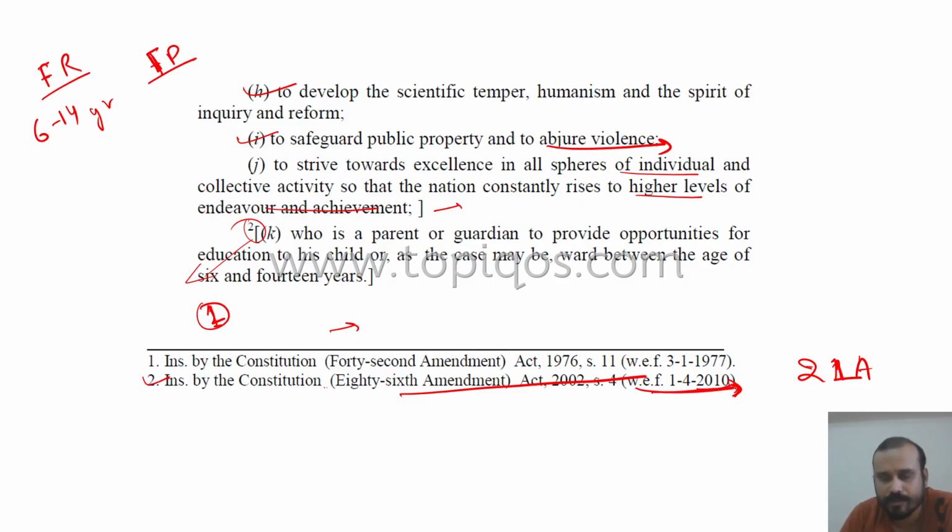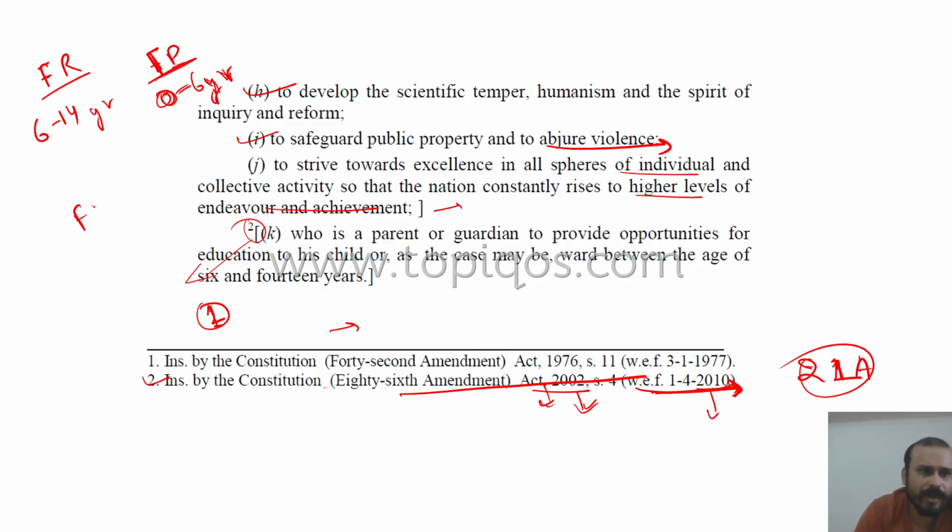So you have to remember this also, because lots of questions have already been asked on right to education. This date is also important. This amendment was brought in 2002, but right to education became effective from 1st of April 2010. So remember these things also. In fundamental principles, that means DPSP, what changes were made? The changes were that up to 0 to 6 years, the state has to take care of the education and nourishment of children.